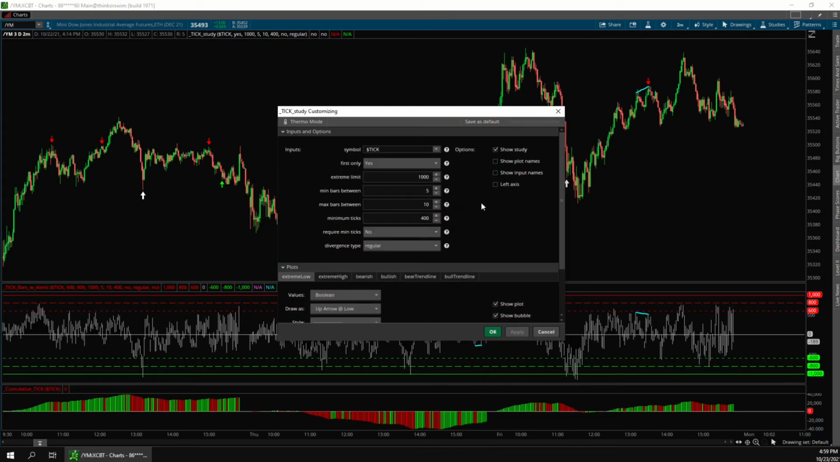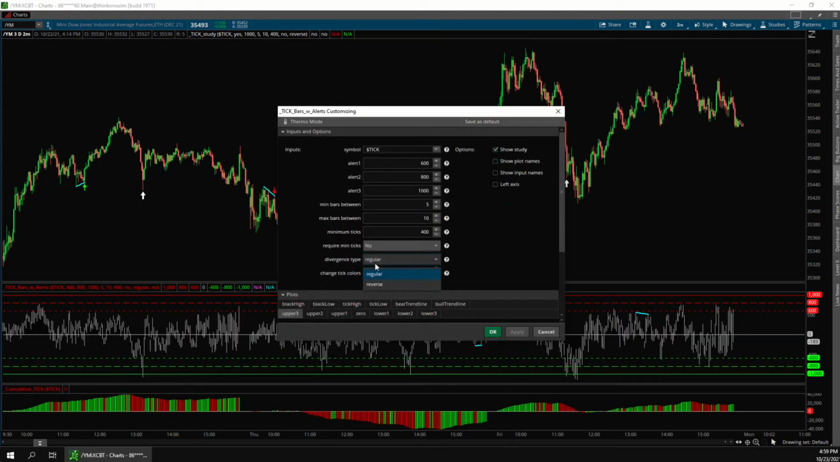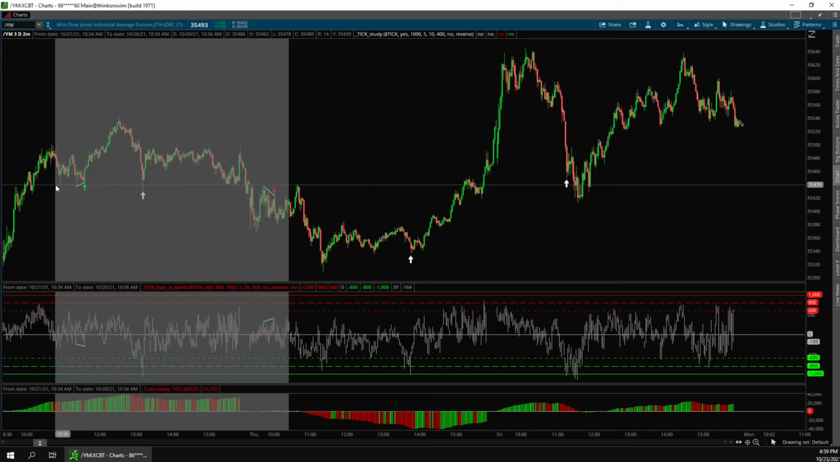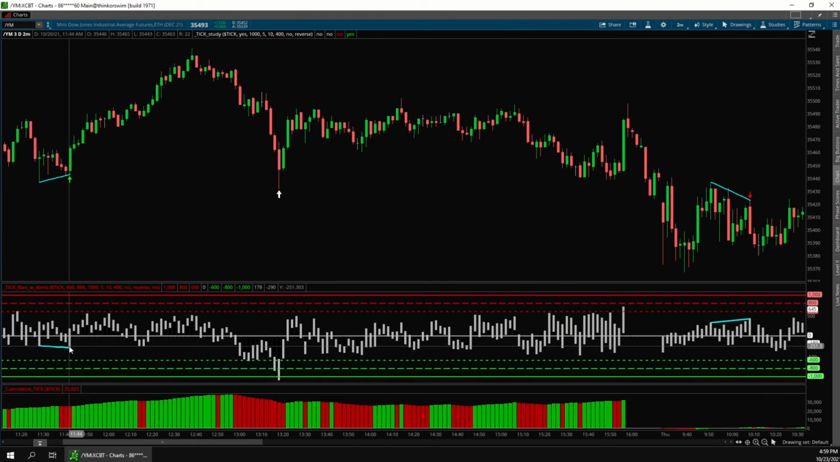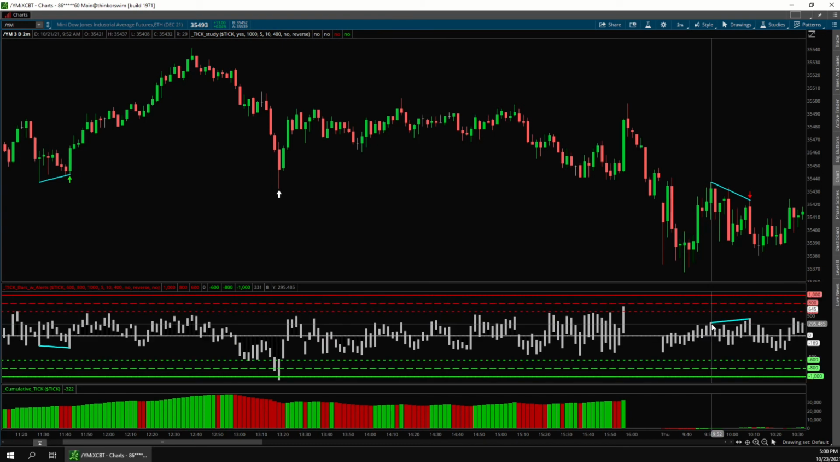Another way to customize the divergences is to change the divergence type to reverse. So I'll make the same change on the lower indicator real quick. So a reverse divergence, which is also called a hidden divergence, is basically the opposite of a regular divergence. So now the price has to make higher lows while the ticks are making lower lows for a bullish divergence. And for bearish divergence, the price makes lower highs while the ticks make higher highs.